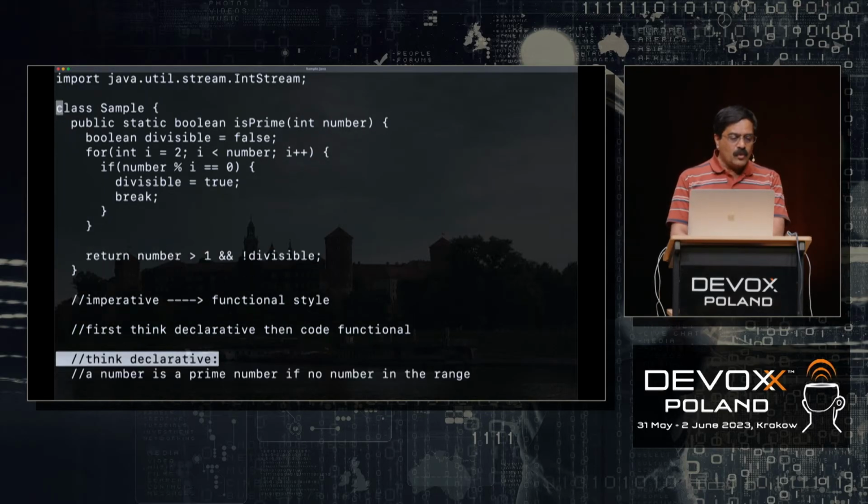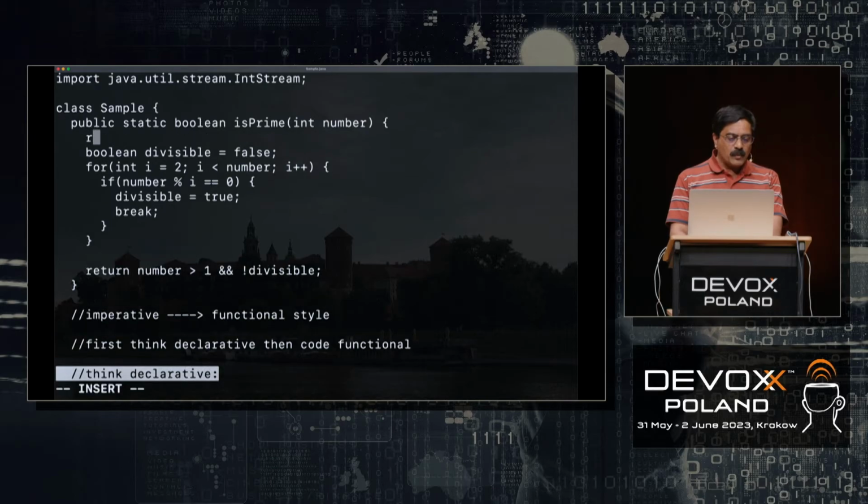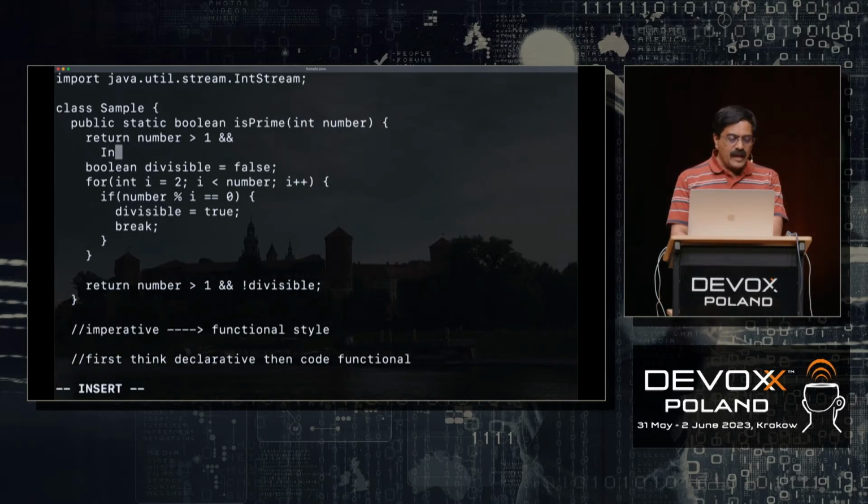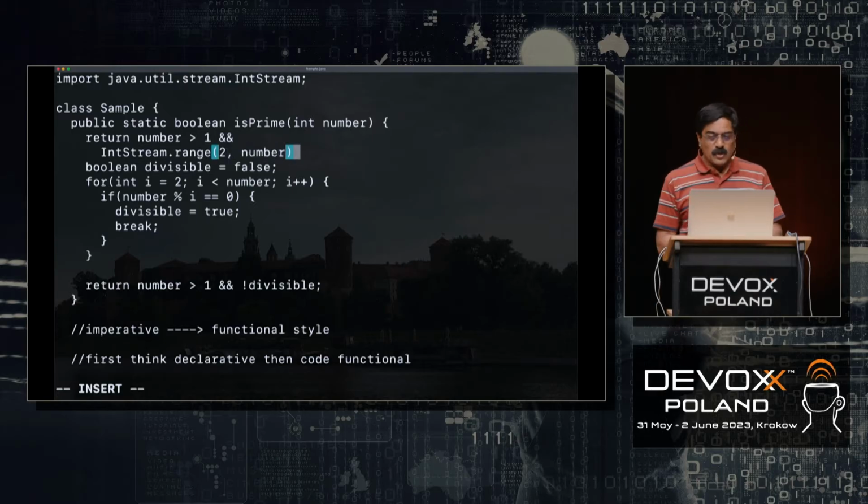And what we can do here is, first, we want to bring in the range that we talked about. So we can say IntStream dot range. And there is the range, of course, from 2 to the number -1. So the range will stop one shy of the given number.